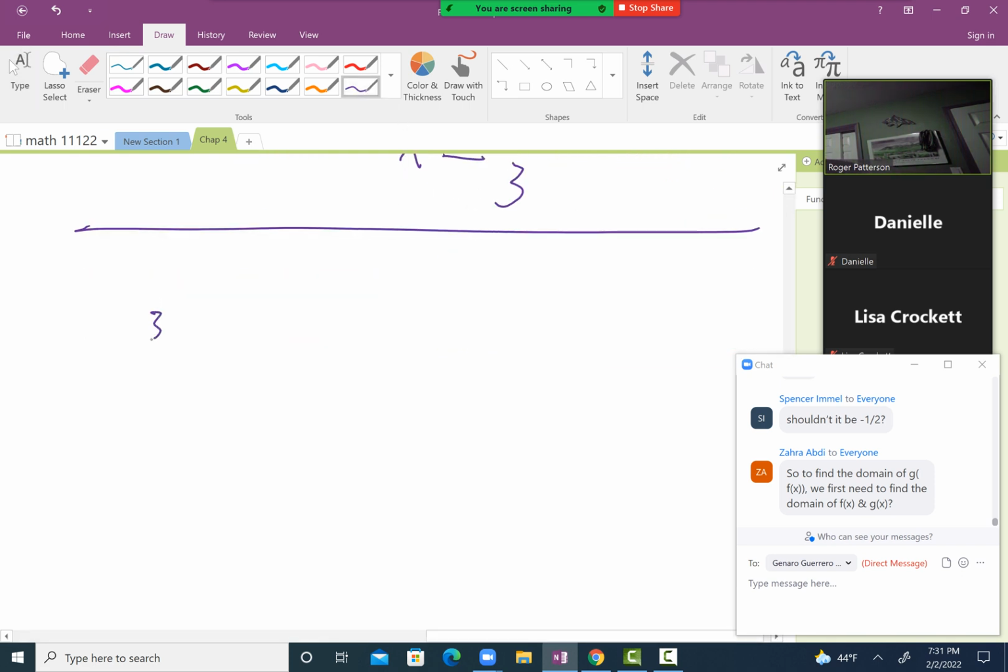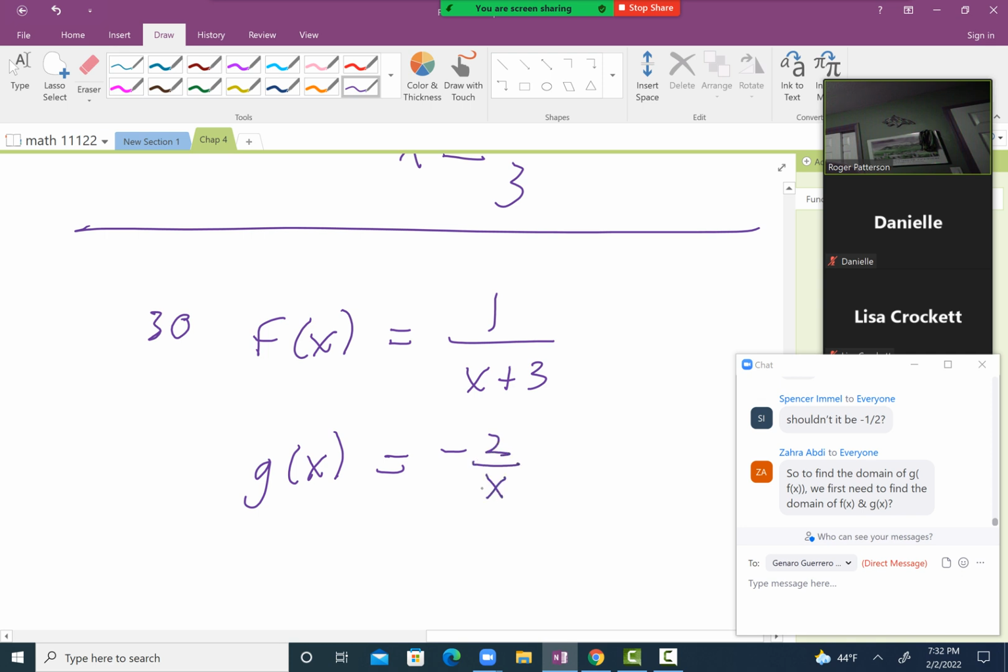So this is actually number 30 that's in the book. And then we're going to move on to, I think, I got to do a couple more things with compositions. Number 30, which goes like this. f of x is equal to 1 over x plus 3. Okay. And g of x is equal to negative 2 over x.